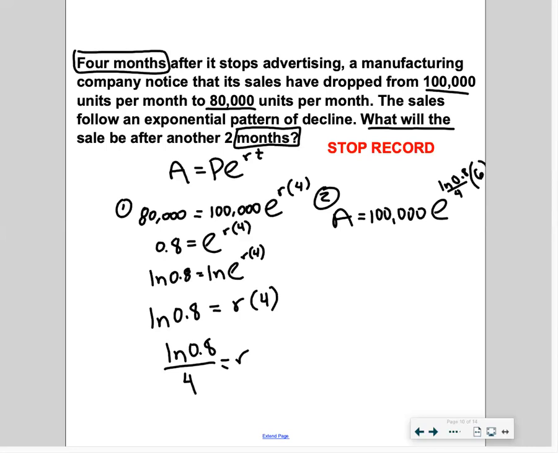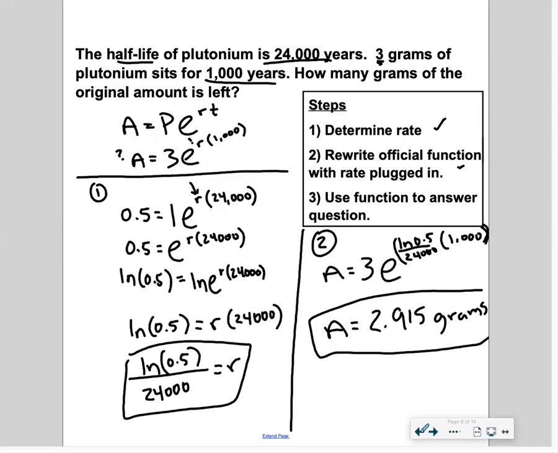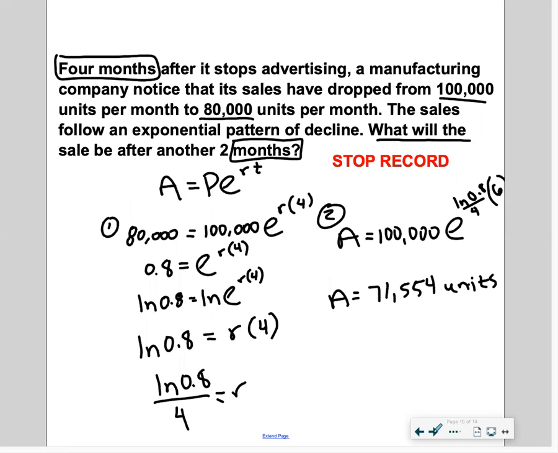So again, it looks like most of you got the first one, so I would trust you to get the second one. It would be roughly 71,554 units. Did I put units on my first one? Yep, I did, grams. Just make sure, like on your quiz, you want to make sure you have units in your final answer.